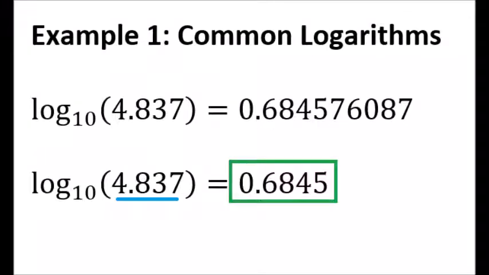Let's start with base 10 logarithms, also known as common logarithms. The common log of 4.837 can be found by pushing a few buttons on a scientific calculator. That answer is shown in the first line. In the second line is the result we obtained by looking up the value in the table. Notice it is accurate to about 4 digits.